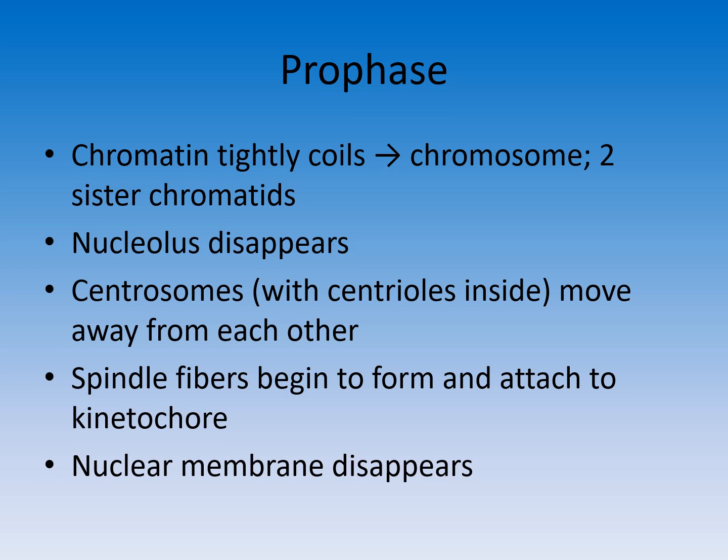You do have 2 sister chromatids. Remember, DNA replication has already occurred, but those sister chromatids are attached to each other. The nucleolus is going to disappear. Your nuclear membrane is going to disappear. The centrosomes that have the centrioles inside start to move away from each other. They're going to start moving to opposite sides of the cell.